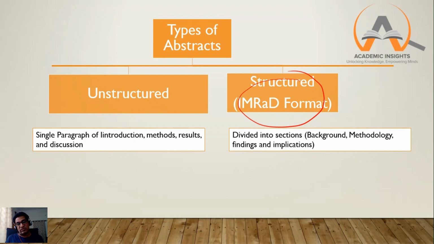But in the structured kind of abstract, you are going to divide your abstract into different sections of background, methodology, findings, and implications. So it depends upon the journal's guidelines whether you have to write the unstructured abstract or the structured abstract. So when you are going to write a paper, you need to target a journal and find out what kind of abstract that journal wants, whether it wants unstructured or structured. Most of the time it is unstructured. You have seen in technical research papers, they are following the unstructured type of abstract.